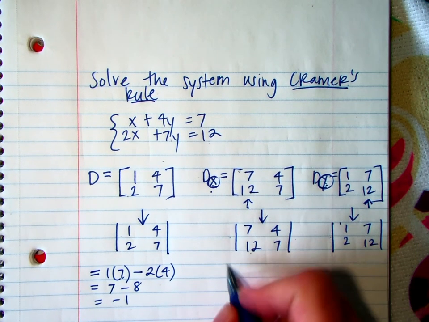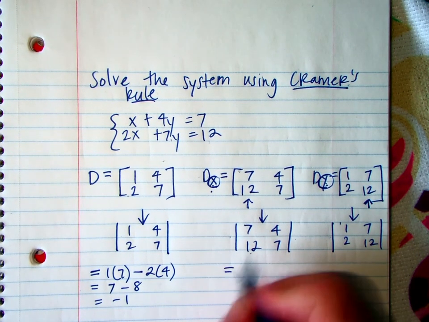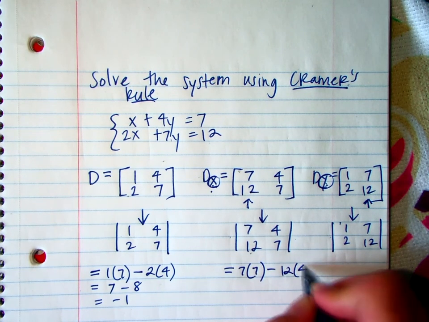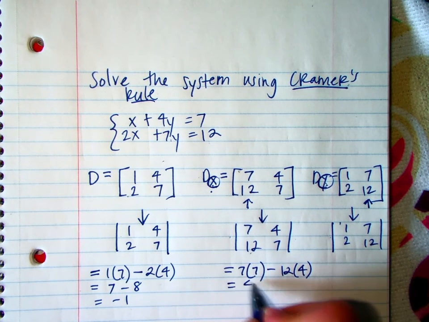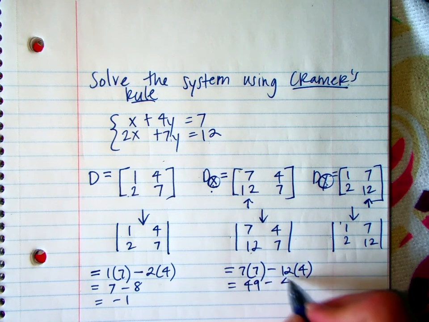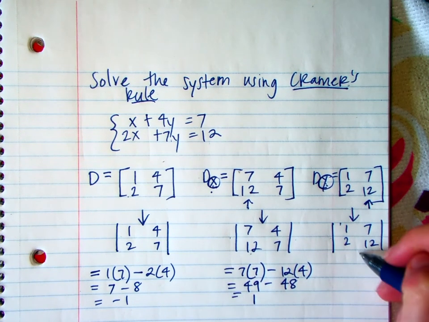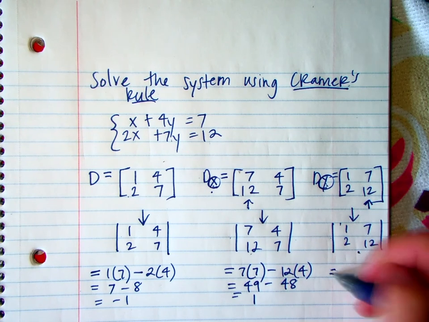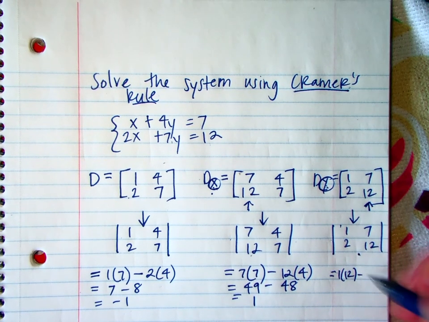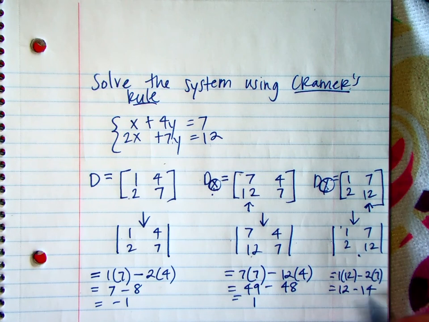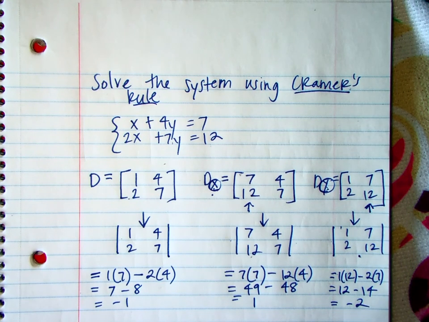For this guy, we've got 7 times 7 minus 12 times 4. So we've got 49 minus 48. That's positive 1. And finally, for this guy, we've got 1 times 12 minus 2 times 7, 12 minus 14, negative 2. So these numbers are going to be important.